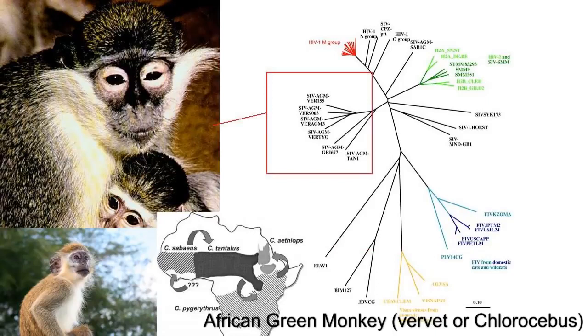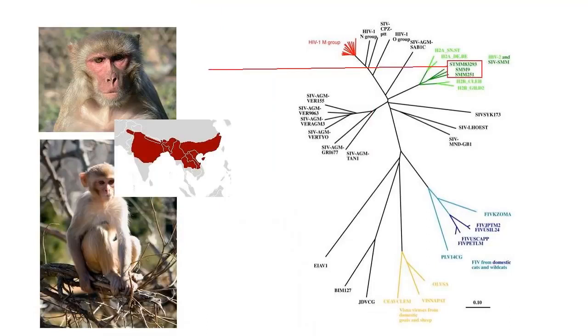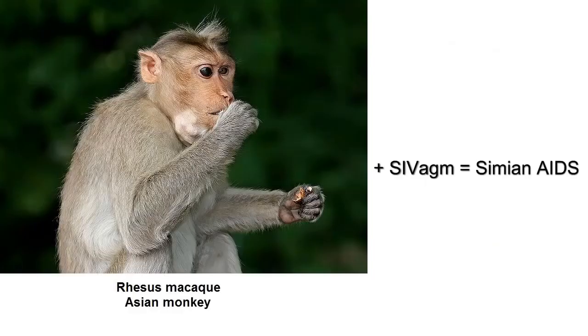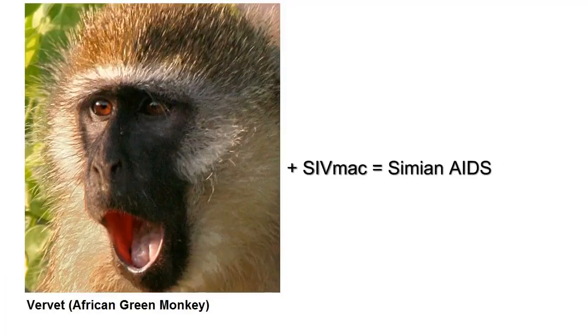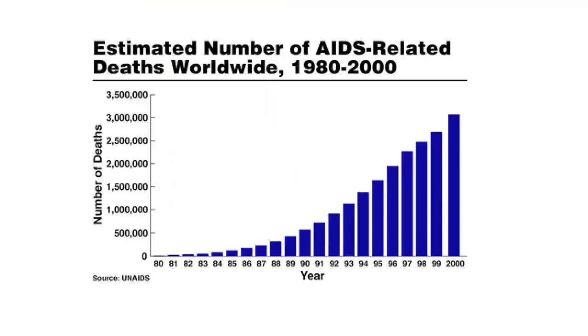For example, the simian immunodeficiency virus strain that infects African green monkeys doesn't usually cause much disease to its host. The rhesus macaque also has a strain of SIV that causes little or no disease. However, if you take a rhesus macaque, a monkey from Asia, and infect it with the SIV from the African monkey, or if you infect the African monkey with the Asian virus, the result is called simian AIDS, and it parallels what we see in humans. This observation led scientists to suspect that HIV has not been a human virus for very long.